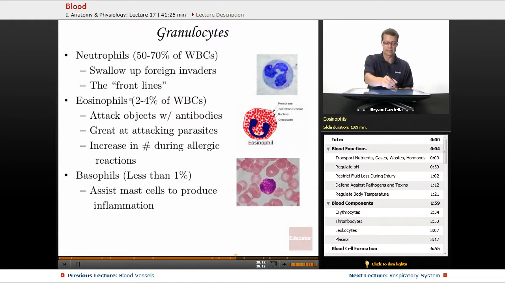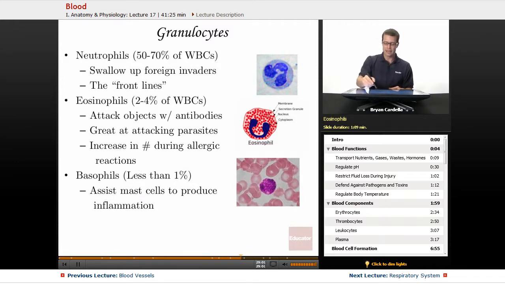Eosinophils, a lot less, 2 to 4% of white blood cells. They attack objects with antibodies. So if antibodies, these globular proteins, have been attached to a certain bacterium, eosinophils notice it. It's got antibodies on it as a marker, and they go and eat it up. They're great at attacking parasites. If you have a parasitic infection, like let's say a tapeworm, your eosinophil count is going to go up, because they're good at attacking parasites. And they increase in number during allergic reactions. Allergic reactions really just depend on the person. Allergic reactions probably happen because of a combination of genetics and environment affecting that abnormal immune response, but eosinophils do play a role in that.